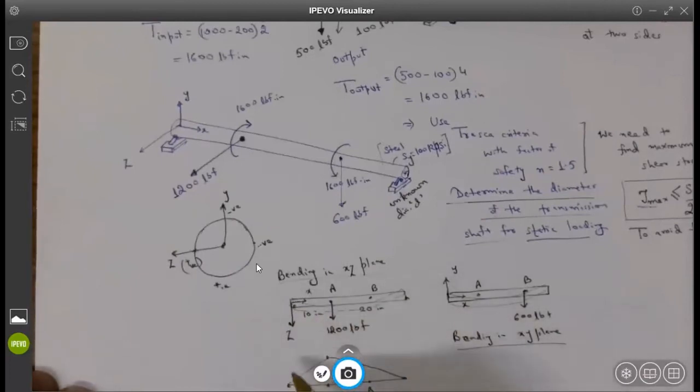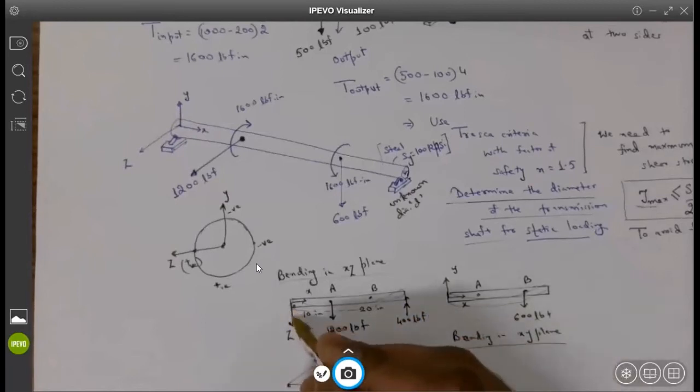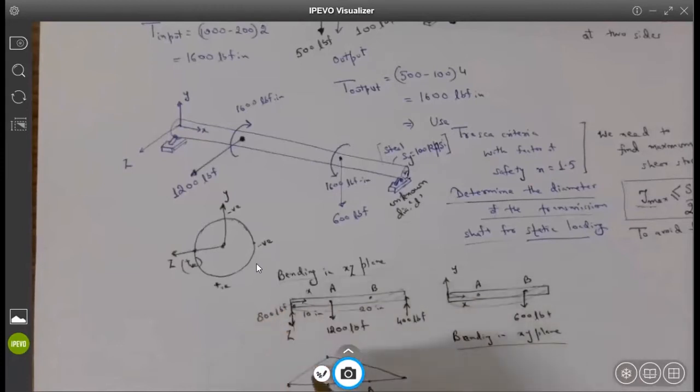So you know how to find the reactions. If you find the reactions, it will be basically a 1/3 split. So it will be 400 pound force, sorry, 800 pound force here, and it will be 400 here. So it will be 400 here and 800 here. Everybody is following what I'm trying to do? Yes.